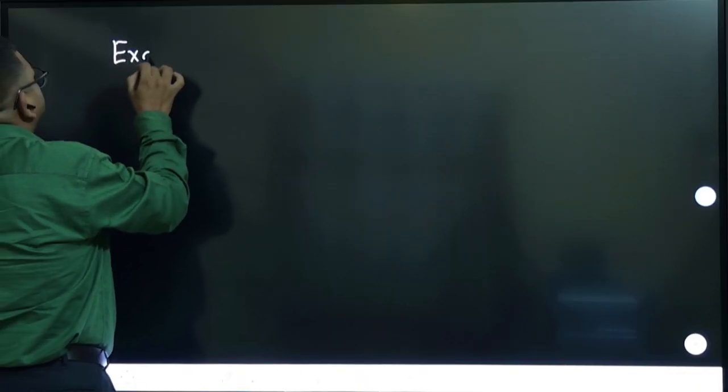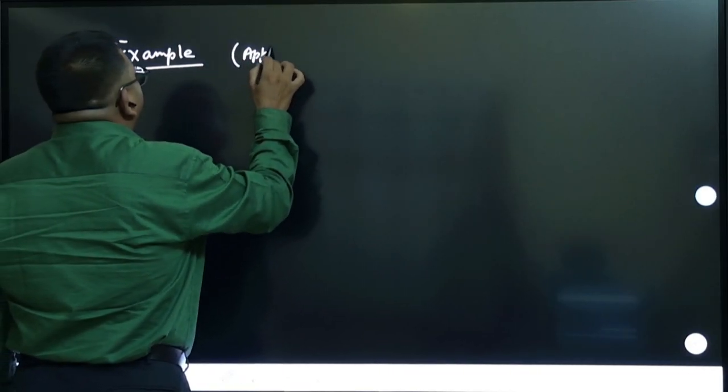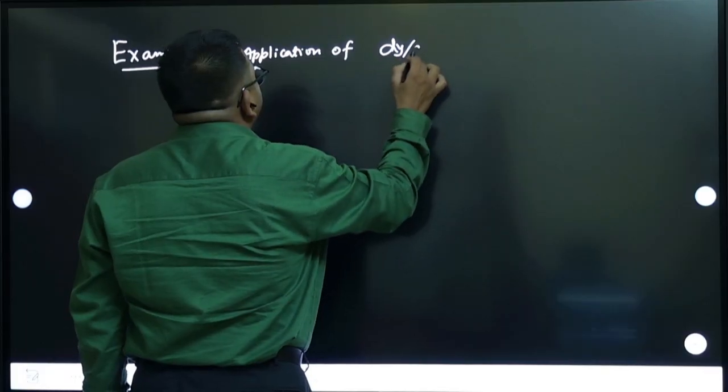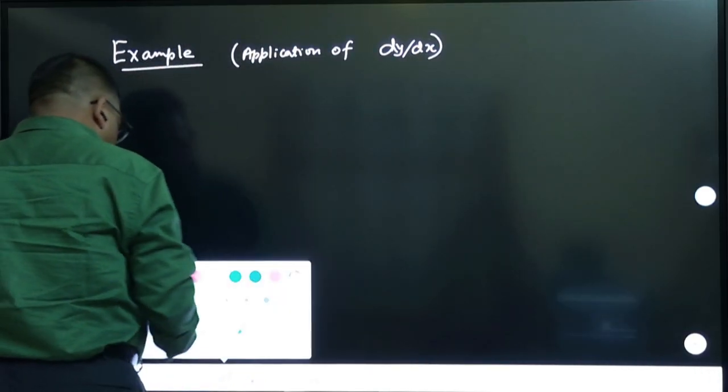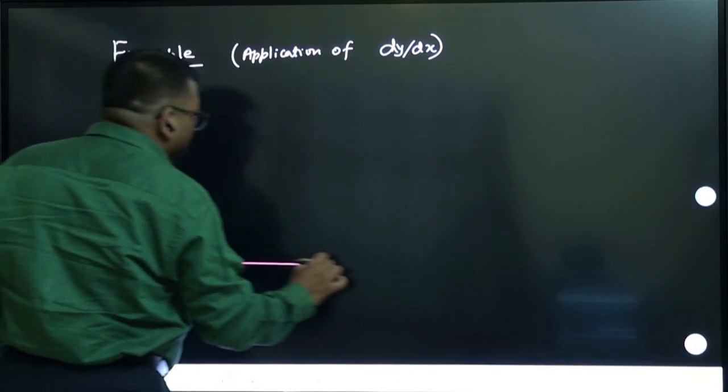Okay, so let us start the discussion by taking a very important example of a graph which is an application in thermodynamics. In thermodynamics, there is a very important graph for calculation of work done. So I am taking an example, an application of dy by dx. It's an example from thermodynamics where we draw the pressure volume graph.